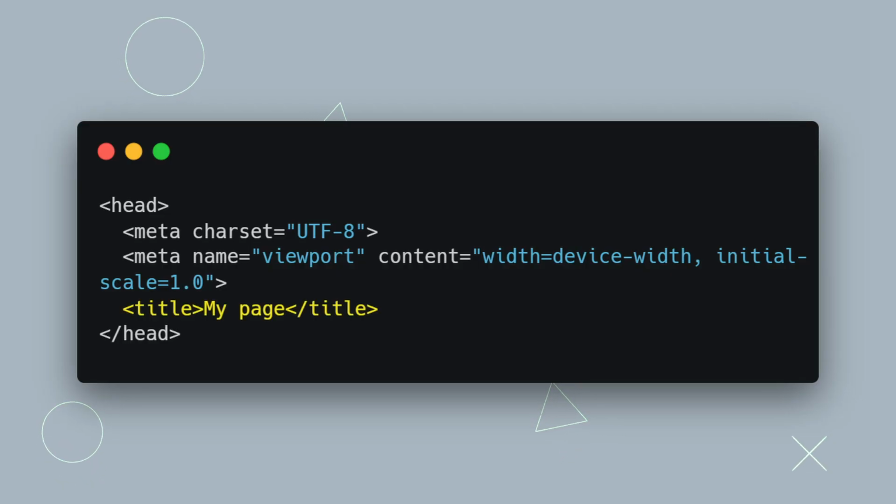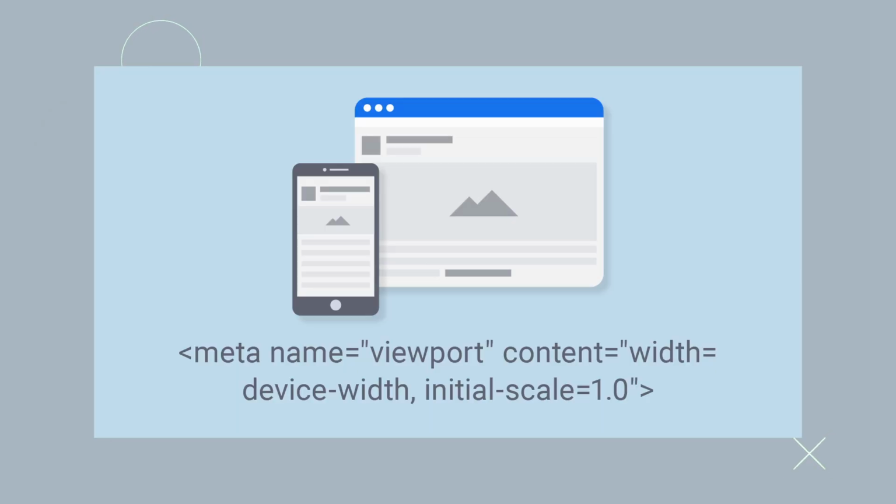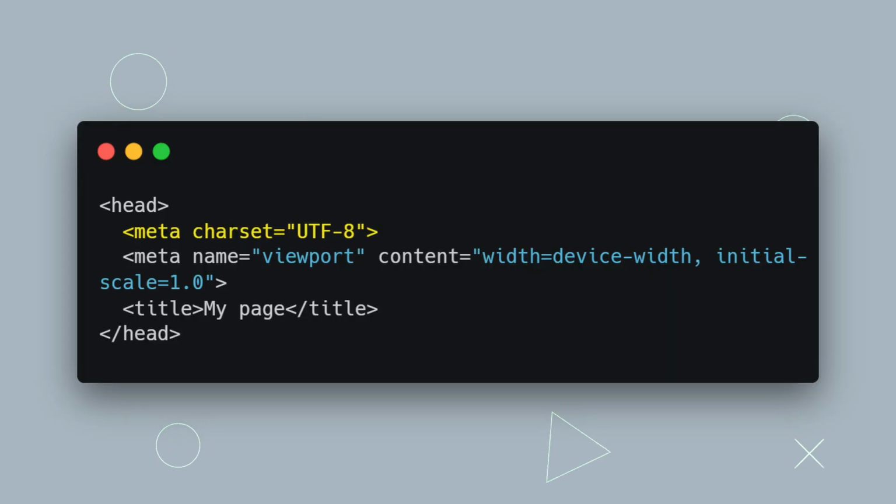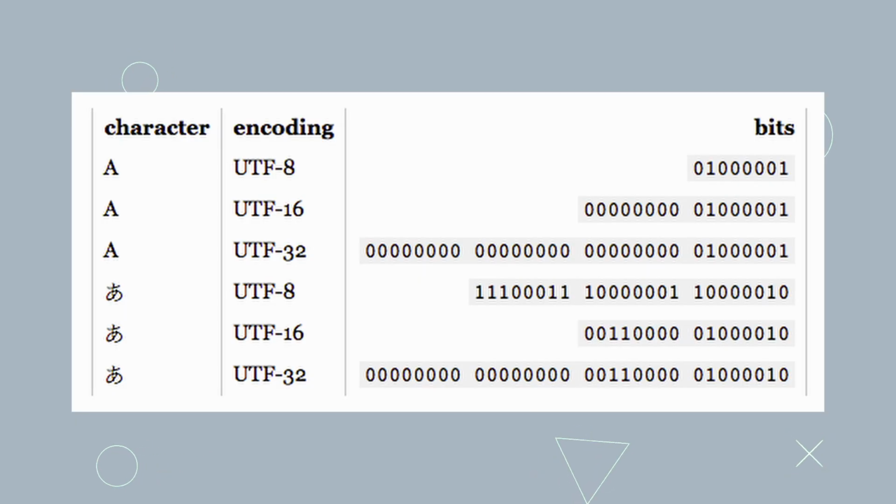The title tag sets the text in the browser tab. Meta name viewport makes the page responsive for mobile. So this is basically important to make the website look good on pretty much all devices. Meta charset UTF-8 tells the browser to use UTF-8 character encoding, which supports most languages and symbols.